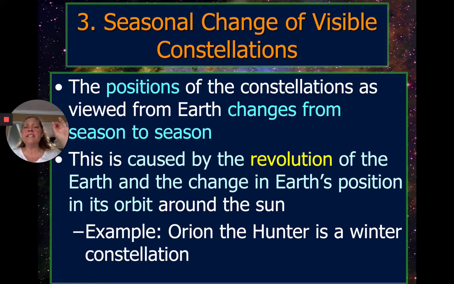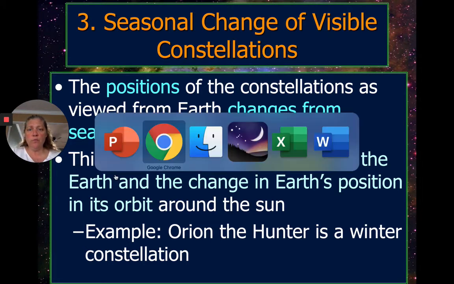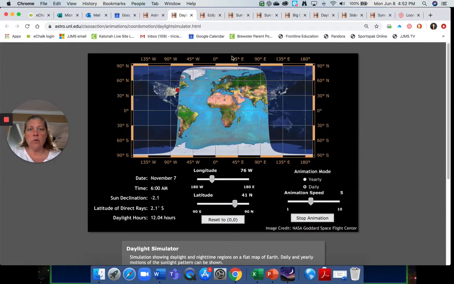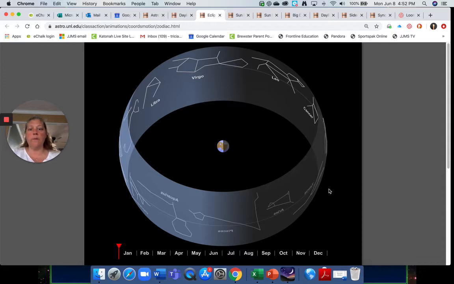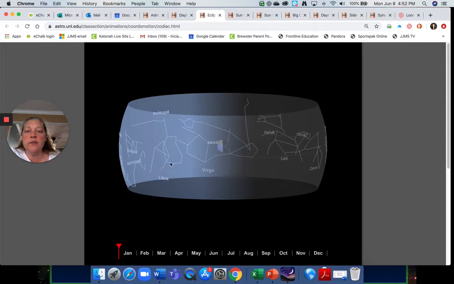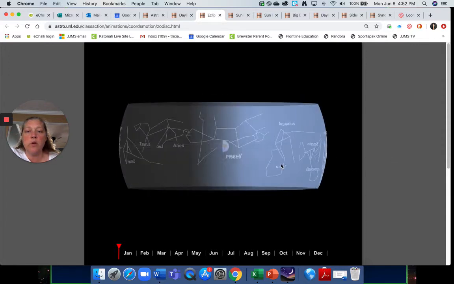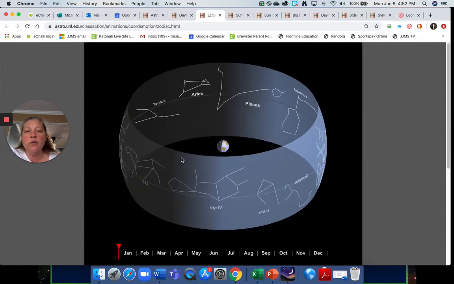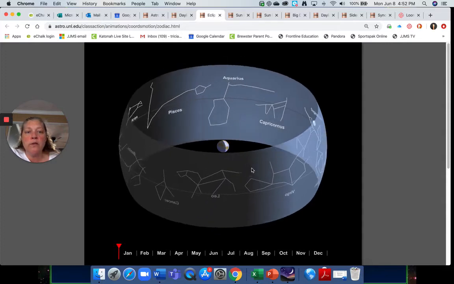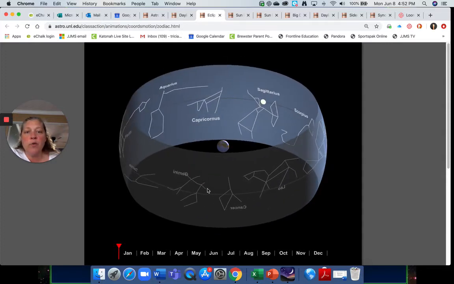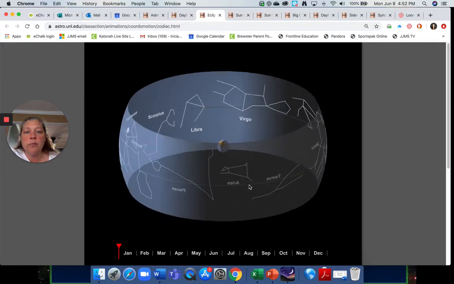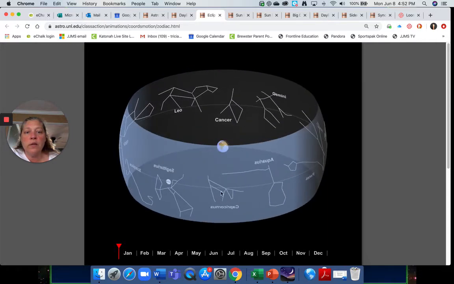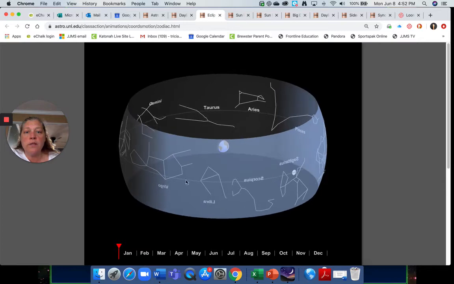The next one is the seasonal change of the visible constellations. The best way to explain this is to go here. Okay. No. Here we go. Here's the Earth, and here are the constellations that we can see, the equatorial constellations. If you notice, these are Aries, Pisces, Aquarius. Do you recognize these? Capricornus, Sagittarius, Scorpius, Libra, Virgo, Leo, Cancer, Gemini, Taurus, and Aries.